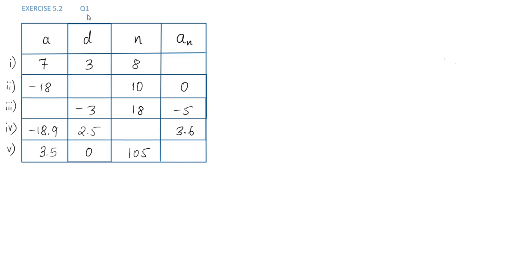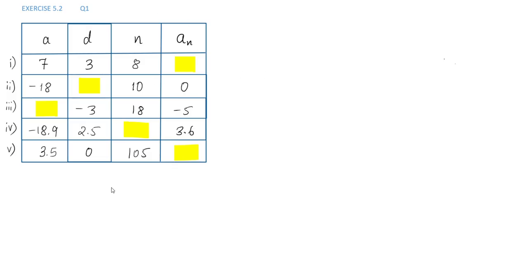In question number 1 of the second exercise, we have to fill up the blanks when the first term a, common difference d, number of terms n, and the nth term are given. We have 4 variables, and out of the 4 variables, one of them is going to be missing, so we will use the rest of them to find the missing one.